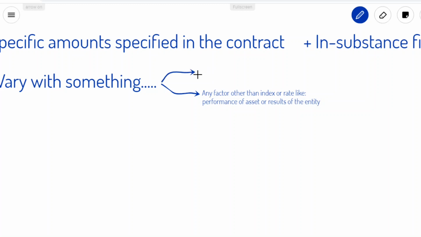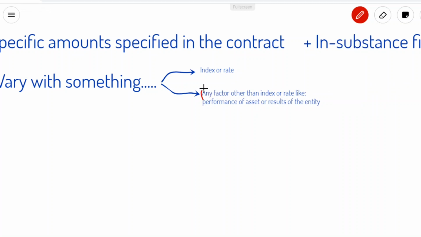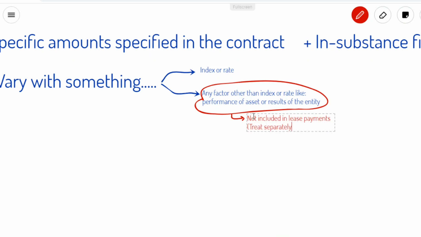The other kind of variable lease payments are those that depend on an index or a rate. For example, the interest rate, or the inflation rate. So if the inflation increases, the lease payments will have to be increased. So those variable lease payments which are linked to an index or rate are included in the definition of lease payments. But those variable payments which are not dependent on an index or rate and vary with something else like performance of the asset, those payments are not included in the definition of lease payments.